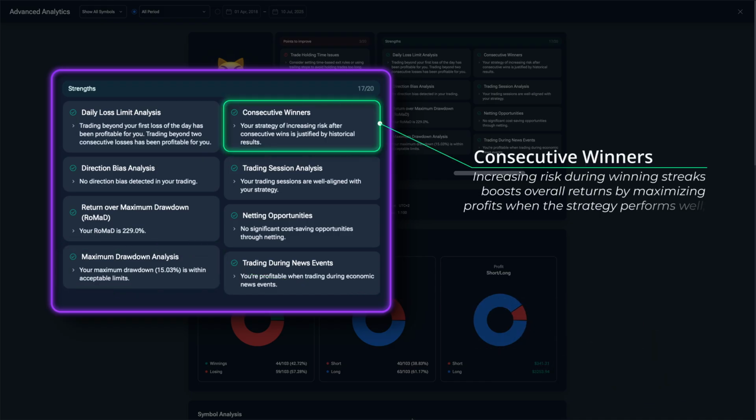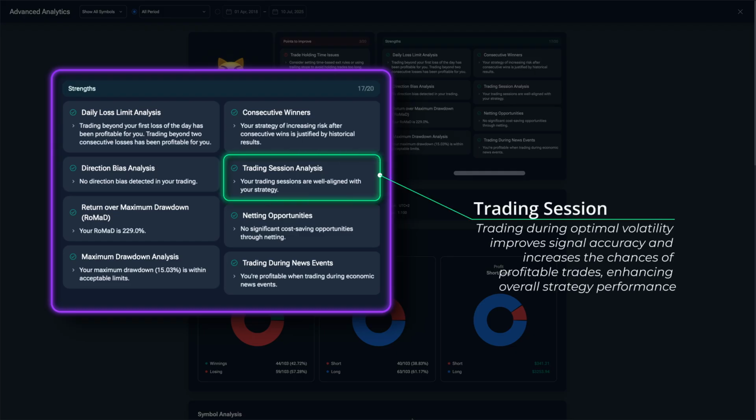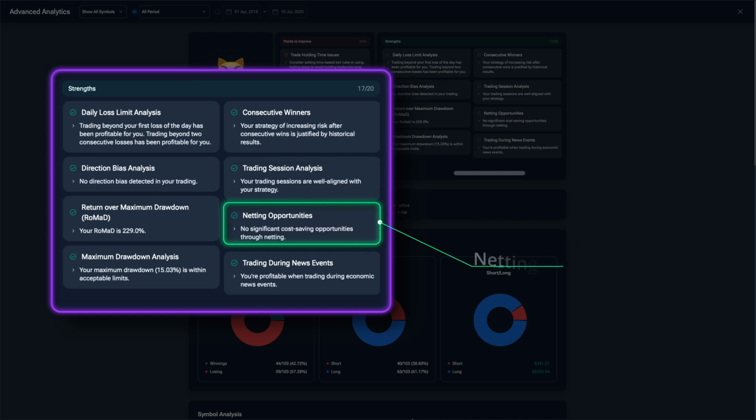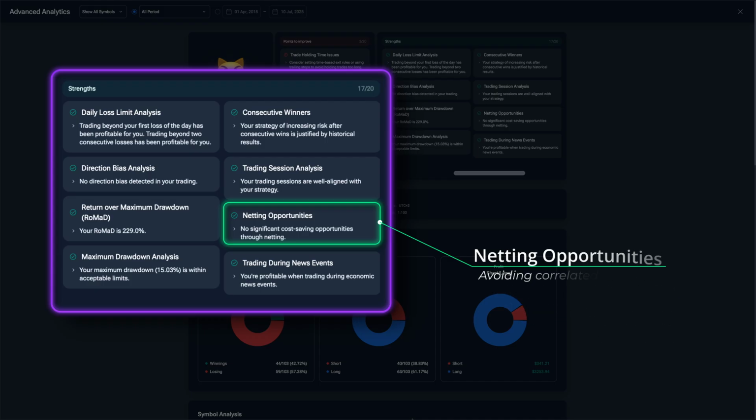Consecutive winners. The system shows our strategy of increasing risk after consecutive wins was actually justified by historical results. Counterintuitive, but the data supports it for this particular strategy. Trading session analysis. Our trading sessions were well aligned with the strategy requirements. We weren't trying to trade UT Bot signals during low volatility periods when the signals are less reliable. Netting opportunities. No significant cost-saving opportunities through netting means we weren't overtrading correlated instruments. We stayed focused on our single BTC USD setup.